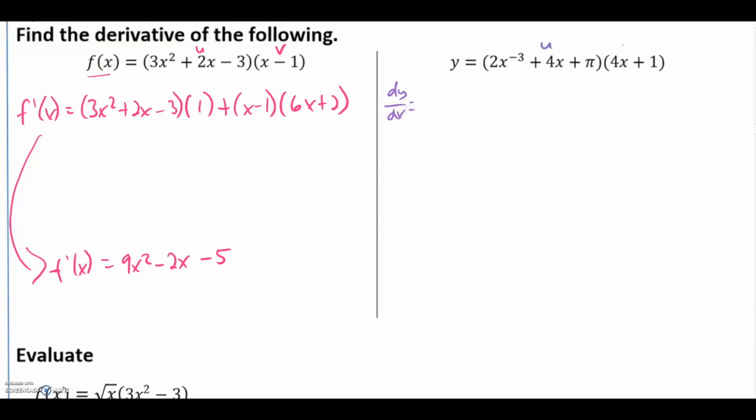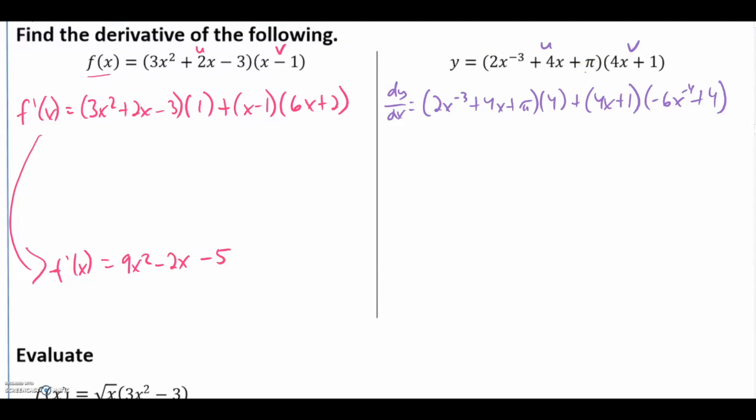And notice my u function, v function, two separate functions of x being multiplied. We're going to take the first function left alone times the derivative of the second, which is just 4, plus the second function left alone times the derivative of the first function, which would be minus 6x to the negative 4 plus 4. And don't forget, pi is a constant, so the derivative of that constant will be 0.